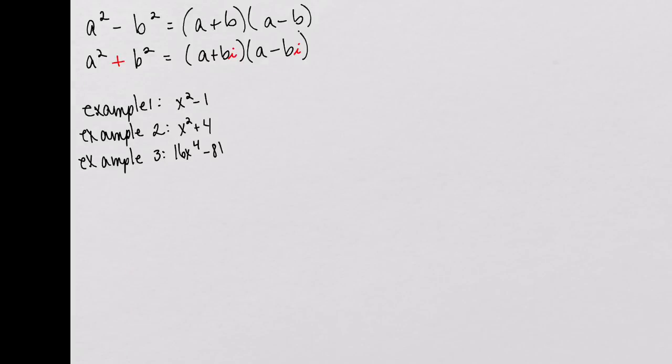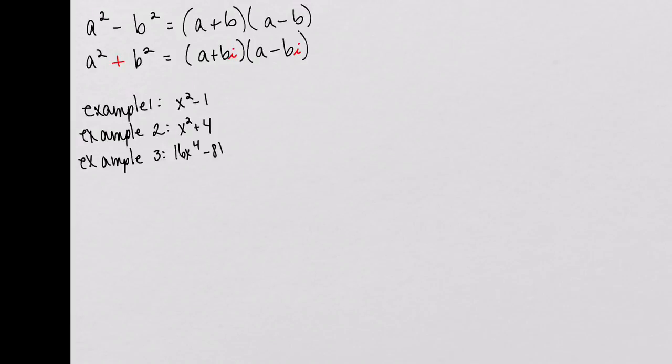Okay, so now we're going to factor the sum of squares and the difference of squares. I wrote the difference of squares first because that's the one that only has real numbers in it. But the sum of squares, when you have the sum, is going to look just like the difference of squares except it has bi on it. So they look very, very much alike. This is stuff that we did back in our factoring quadratics unit.